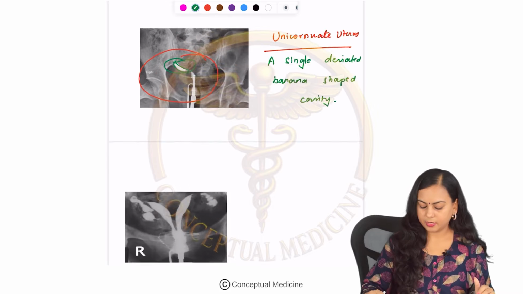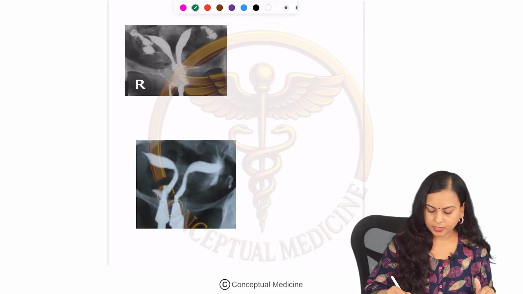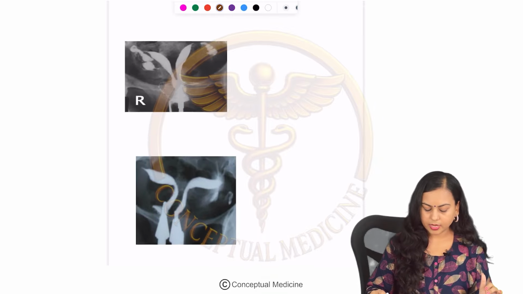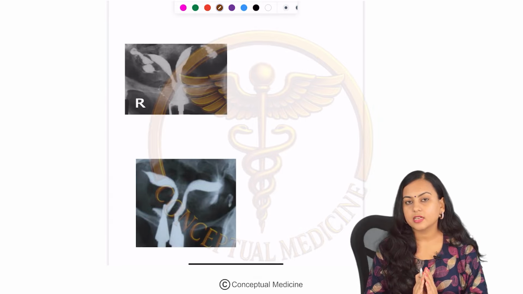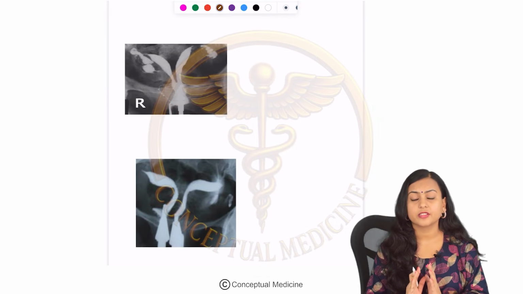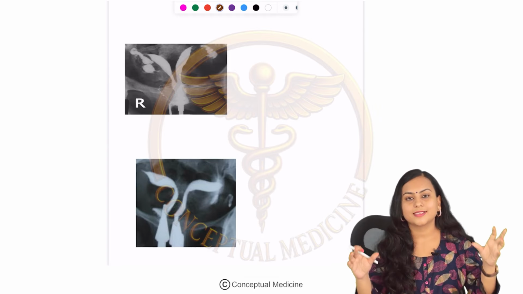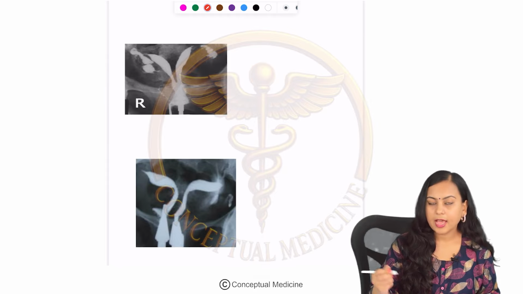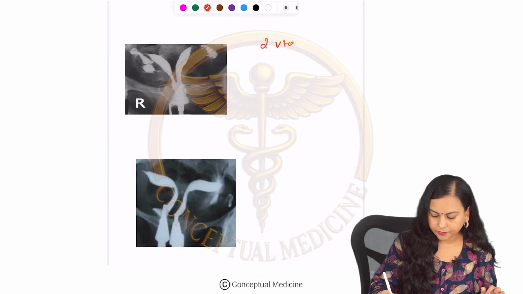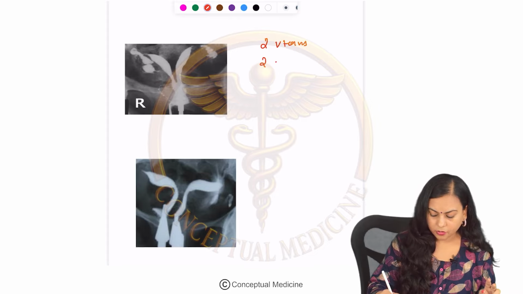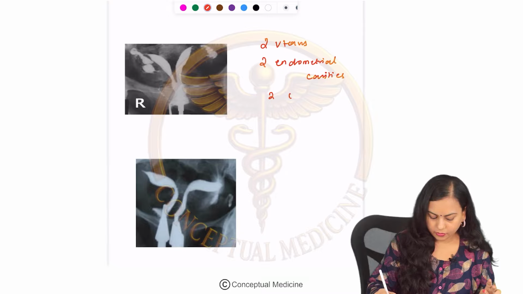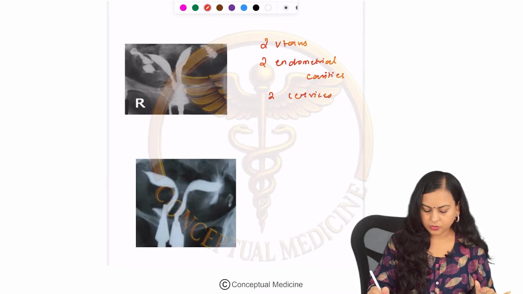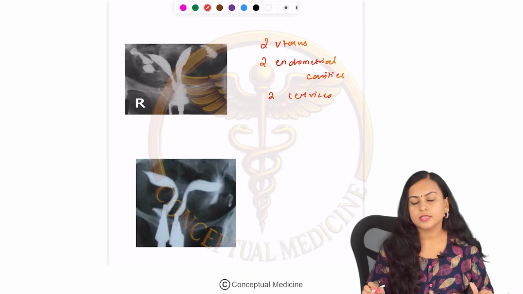Clear? Right. Now, coming to this picture, this is uterus didelphys. So, what is going to happen in uterus didelphys? There is failure of fusion of the Mullerian ducts. The two ducts are going to grow as they are. There is no unification at all. So, that is uterus didelphys. So, what you will have? You will have two uteri, and the two uteri will have two endometrial cavities also. Then you will have two cervixes as well. So that is how uterus didelphys will be.